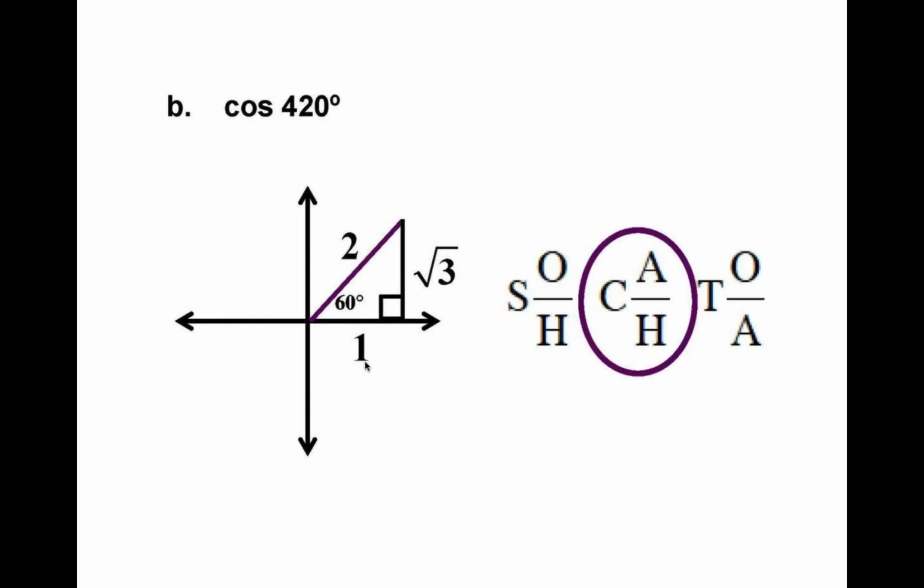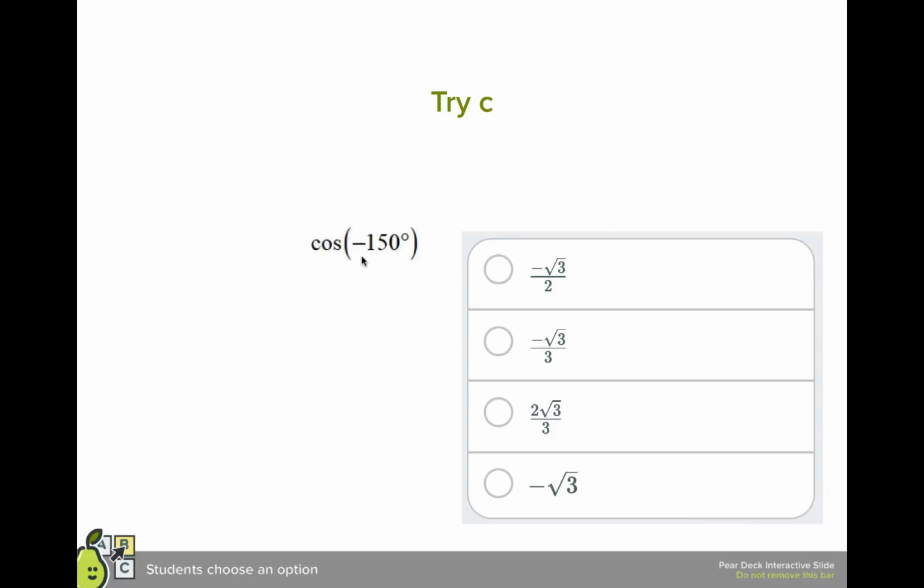For B, we're going 90, 180, 270, 360. Notice I have to keep going, so that would be another 90, which is 450. Notice this is less than that, so it's going to be here. 360 plus another 60 makes 420. Opposite the 60 is root 3. Opposite the hidden 30 is 1, and the hypotenuse is 2. Right is positive, up is positive. Cosine is CAH, so it's adjacent over hypotenuse, 1 over 2. Try C. Make sure you go in the negative direction.